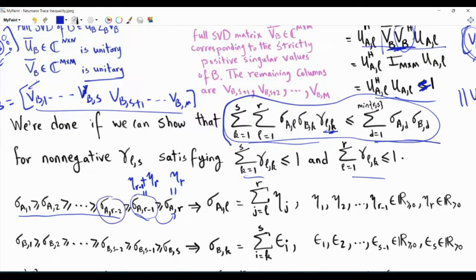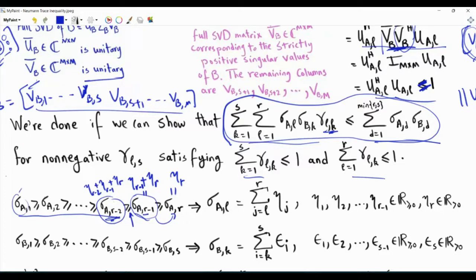So what about this singular value, which is greater than or equal to sigma_A_(R-1)? I will write it as eta_R plus eta_(R-1). So these two terms are exactly equal to sigma_A_(R-1). But this one is superior to this one, so we will add here a non-negative eta_(R-2). And so on and so forth.